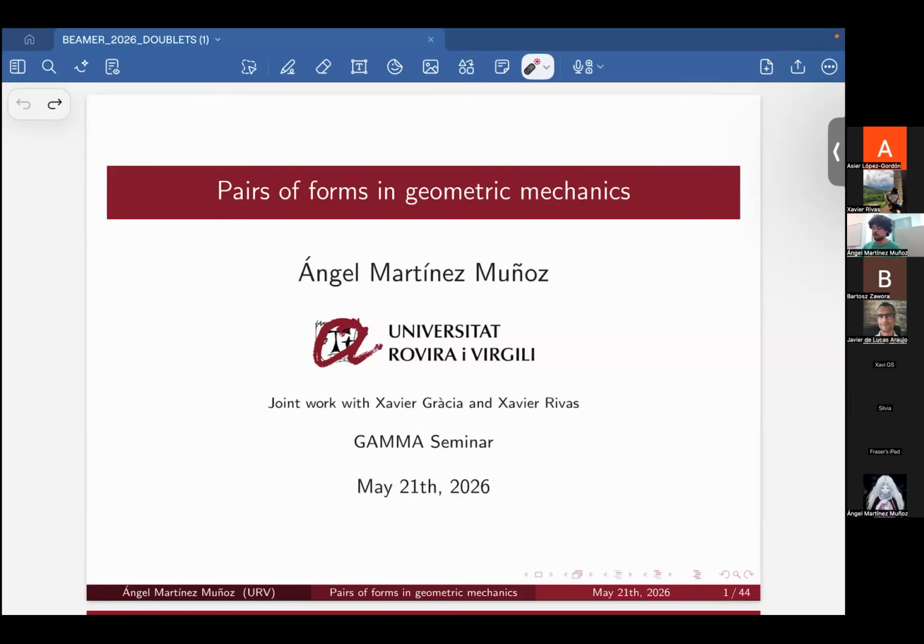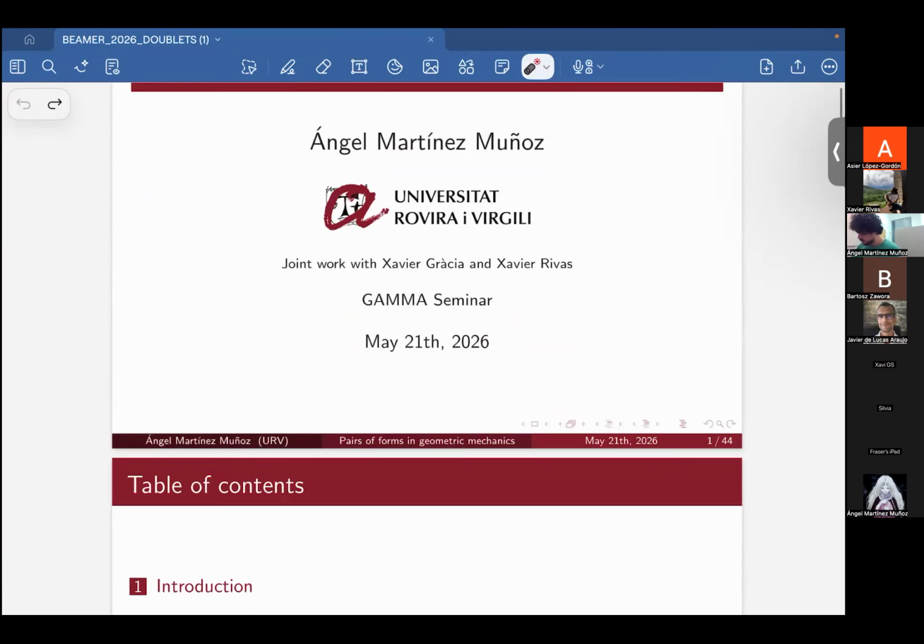I'm very happy to finally be speaking here because I've been listening to a lot of your talks. And yeah, I'm just very glad to be here presenting this. So as Javi said, I will be talking about pairs of forms, and in particular, I will talk about the applications to geometric mechanics. And this talk is based on a preprint that we published in February with my two thesis supervisors, Xavier Gracia and Xavier Rivas. And yeah, so I'll be starting.